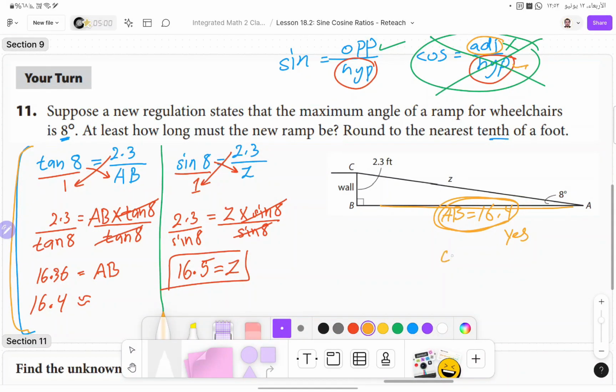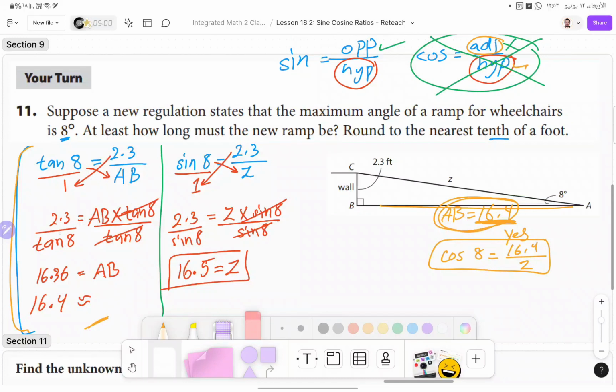If you do it like this, cosine 8 equals the side that we already found, which is 16.4, over the hypotenuse Z, which we need to find. If you use it like this, it's correct, but it will be long steps, because you need to find the tan first, then you need to find the cosine. But if you use the sine from the first step, the question can be solved with only one trigonometric ratio, not two. I hope you understand this.